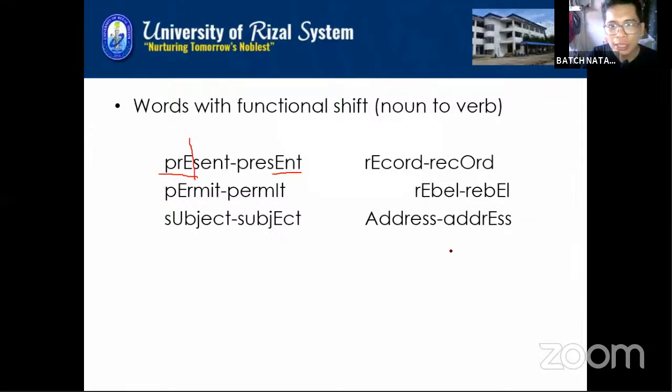So again, those are the words that, although they are similar in terms of their spelling, are actually pronounced differently in terms of their function. So let me read them again. Present, present. Permit, permit. Subject, subject. Record, record. Rebel, rebel. Address, address.